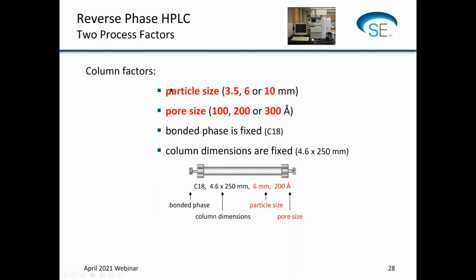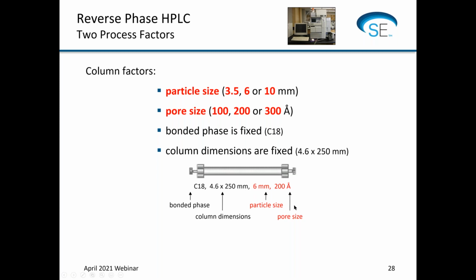Okay, and on the column, we're going to vary the particle size. So this is columns packed with a bunch of little spheres. And we're going to look at using spheres of different diameters, 3.5, 6, or 10 millimeters. And then these spheres have pores in them. You can vary the pore size. So each one of these is going to have 3 different pore sizes, okay, 100, 200, or 300. Now there's other column factors we could vary, but the bonded phase is going to be fixed, and the column dimensions are going to be fixed. So we're not physically going to change the column, we're just going to change what it's packed with.